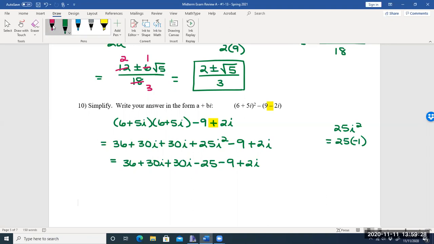All right, then to finish, let me go ahead and combine my like terms. I've got a 36, a negative 25, and a negative 9. I'll bring those together. And then I've got a 30i, a 30i, and a 2i. So I'll bring those together. So let's see, 36 minus 25 is 11. 11 minus 9 is 2. 30, 30, and 2 would make 62. So final answer is 2 plus 62i.